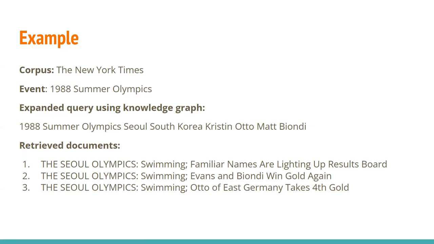Following are the titles of the top 3 web documents from New York Times collection for the mentioned expanded query. The first one is familiar names are lighting up results board. The second one is Ivan and Biondi win gold again. And the third one is that Otto of East Germany takes 4th gold. This example shows a simple version of our approach. In fact, we create many new queries and rank their results, and we try to cover all related information to an event as much as possible.